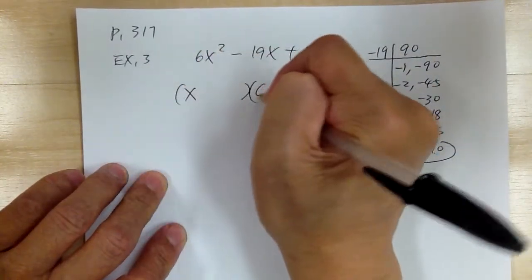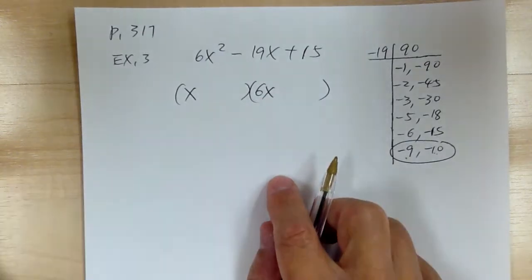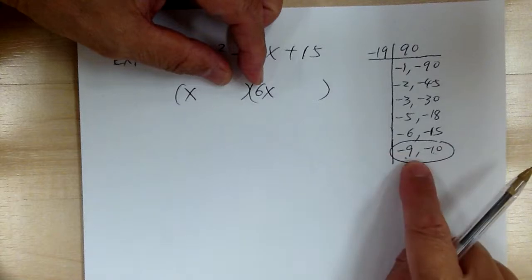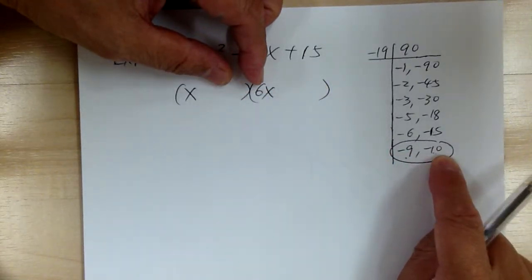So you're going to get x and 6x. You always start with the lowest and the highest. So again, you have to ask yourself, which one would be the inside? 6 times blank equal to 9? No, cannot. 6 times blank equal to negative 10, so cannot. So this is not good.